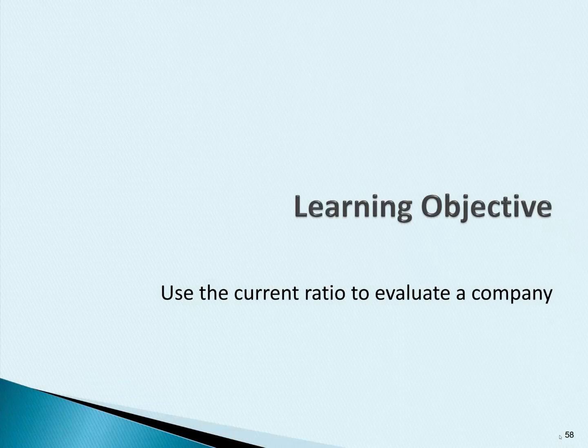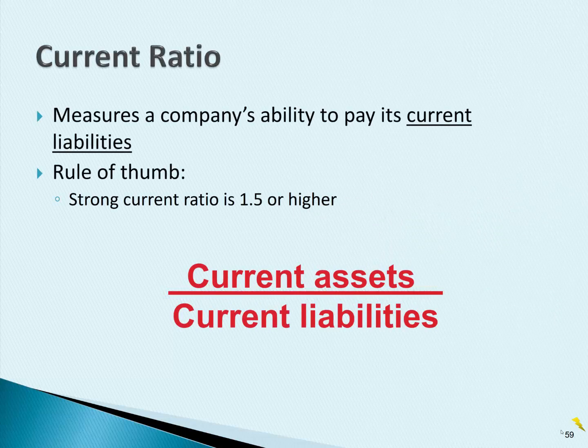The next learning objective is to use the current ratio to evaluate a company. The current ratio measures a company's ability to pay its current liabilities. The ratio is calculated as follows. Current assets are divided by current liabilities.